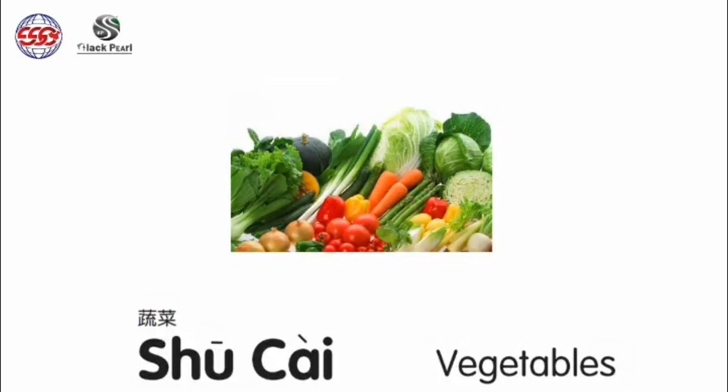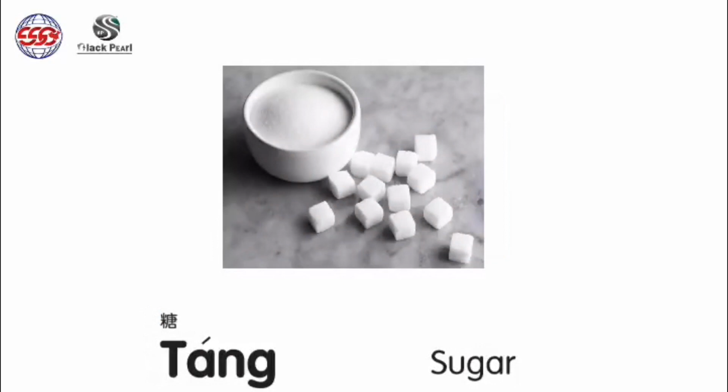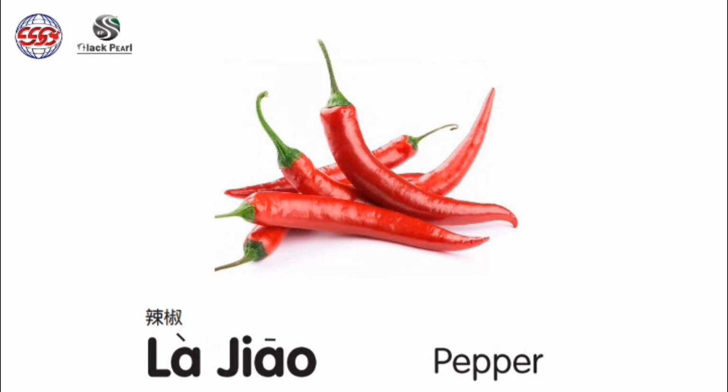Vegetable. 蔬菜. Salt. 盐. Sugar. 糖. Pepper. 辣椒.